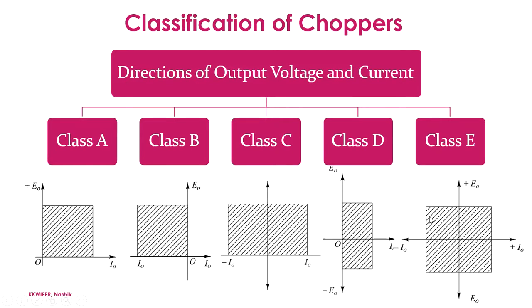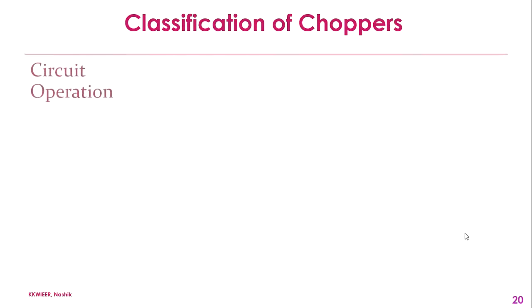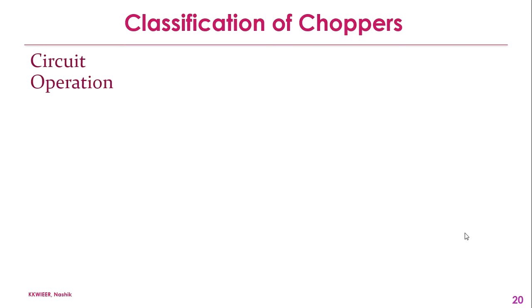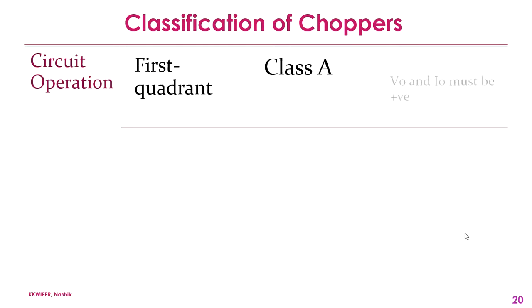So these are 5 types according to the direction of output voltage and output current. We are going to study these in detail in our next videos. Now according to the circuit operation, choppers can be categorized as first quadrant, that is a class A type, in which output voltage and output current must be positive.